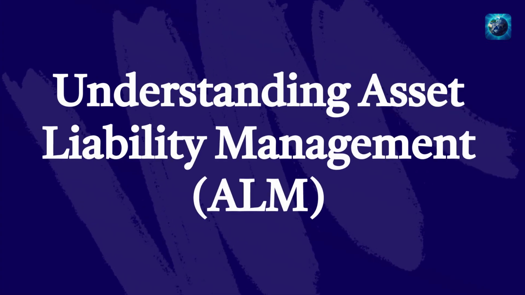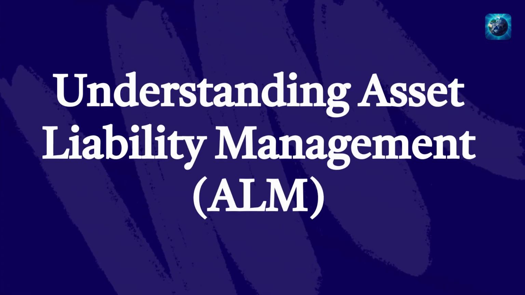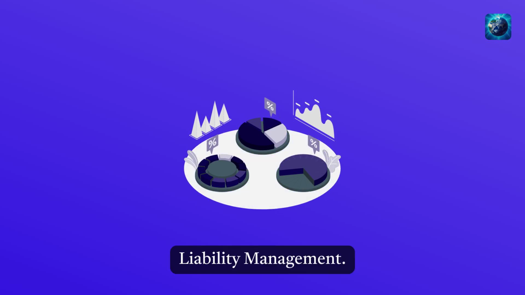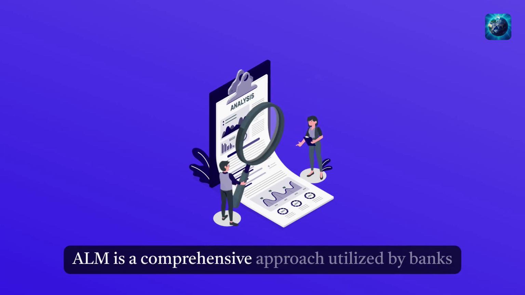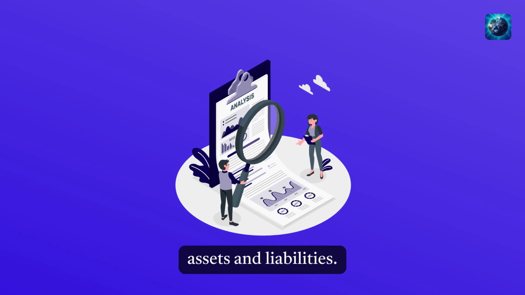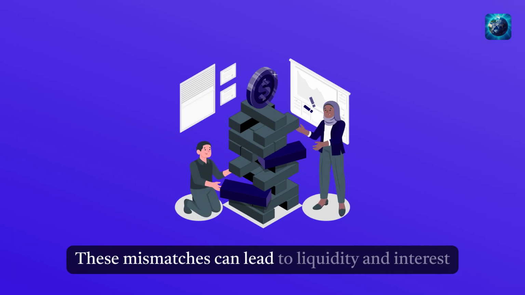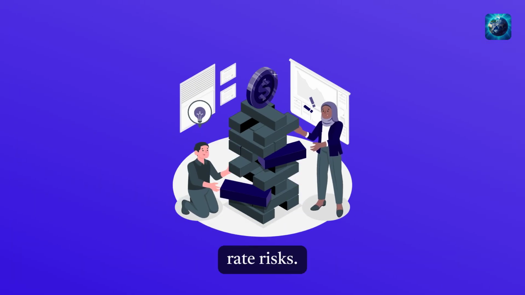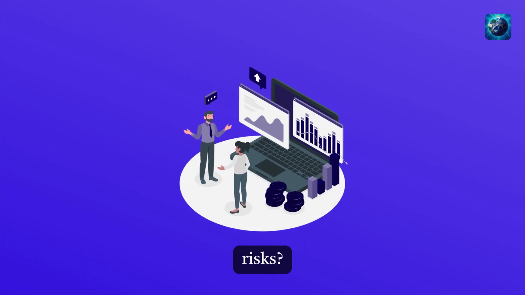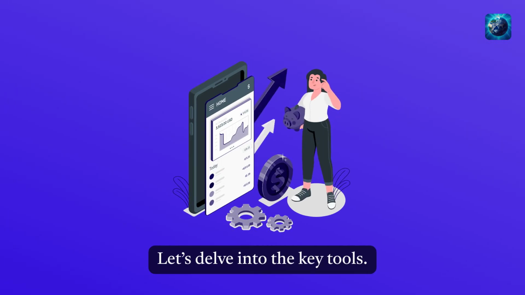Understanding Asset Liability Management, ALM. First, let's break down the concept of asset liability management. ALM is a comprehensive approach utilized by banks to manage risks that arise from mismatches between assets and liabilities. These mismatches can lead to liquidity and interest rate risks. So how do banks assess and manage these risks? Let's delve into the key tools.